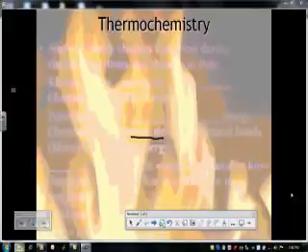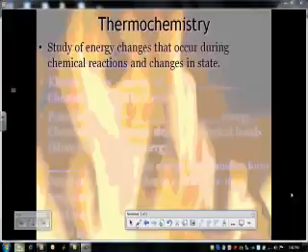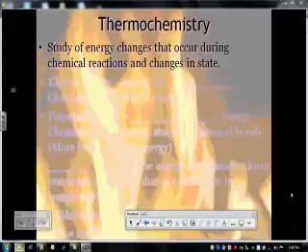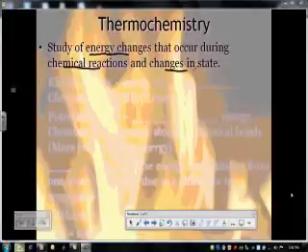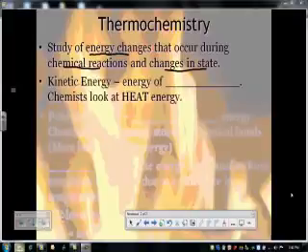Let's get started. First of all, let's talk about what thermochemistry is. It's the study of energy changes that occur when we have a chemical reaction or a change in the state of a substance, like solid, liquid, or gas, or changing solid to liquid. So that doesn't change what it is, but it certainly involves some energy.